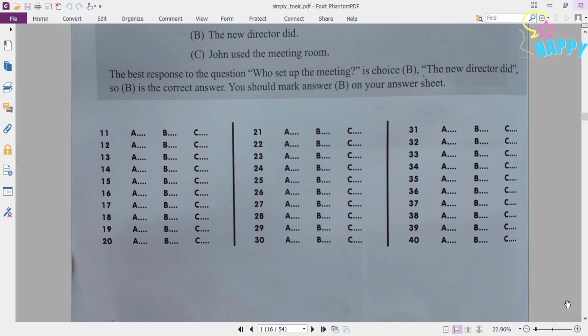Number 22. Have you sent that fax yet? A. Certainly. I'll do it now. B. It'll take a minute. C. Yes, about an hour ago.